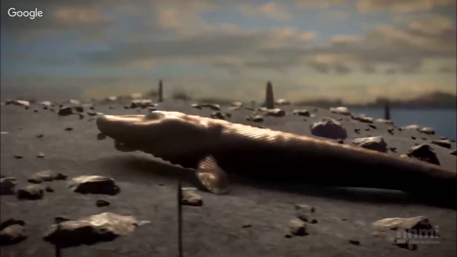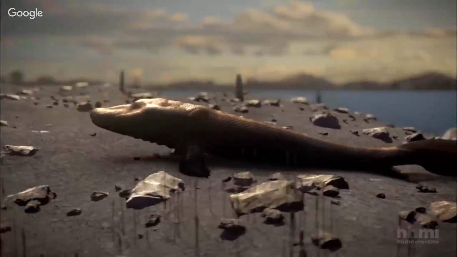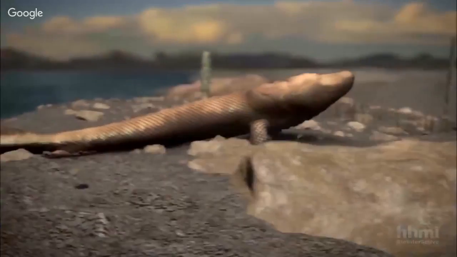Over millions of years, the two pairs of fins in fish like Tiktaalik would lead to the two pairs of limbs in every tetrapod. So what does this all mean? What it means is that our arms and legs are derived from the paired fins of our fishy ancestors.